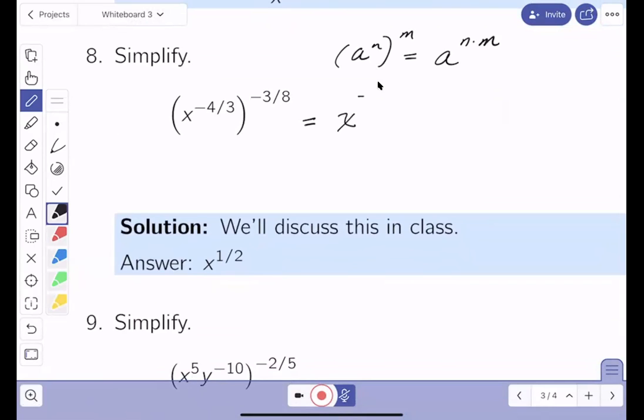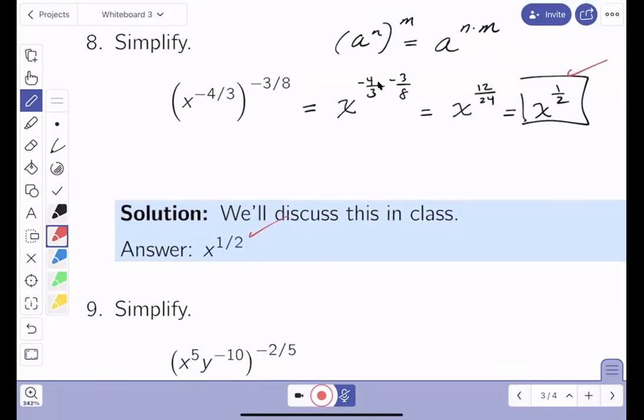x to the minus 4/3 times minus 3/8. I'm just going to do a straightforward multiplication over here. It's x, and what would that give you? Let's see, minus 4 times minus 3 is 12, and 3 times 8 is 24. That reduces to x to the 1/2 power. Check the key and make sure you can agree with it. All right, let's keep going.